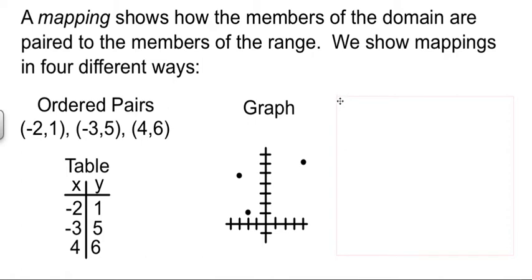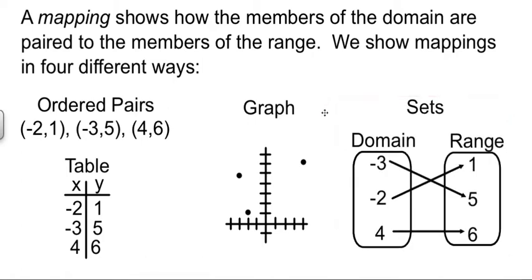The fourth way you may not have seen before is to put these things into 2 groups, 2 sets. The domain is always the set on the left, the range is always the set on the right. And we use arrows to show who goes to what. -3 gets paired to 5, same as we saw in the other versions. -2 gets paired to 1, 4 gets paired to 6. We will use all 4 of these at various times for how to show a mapping.